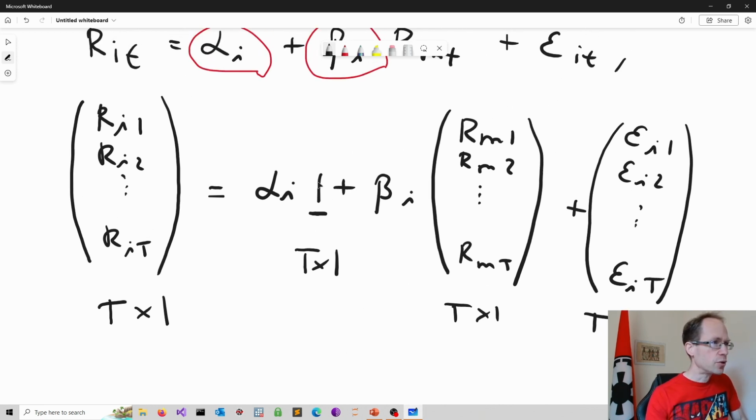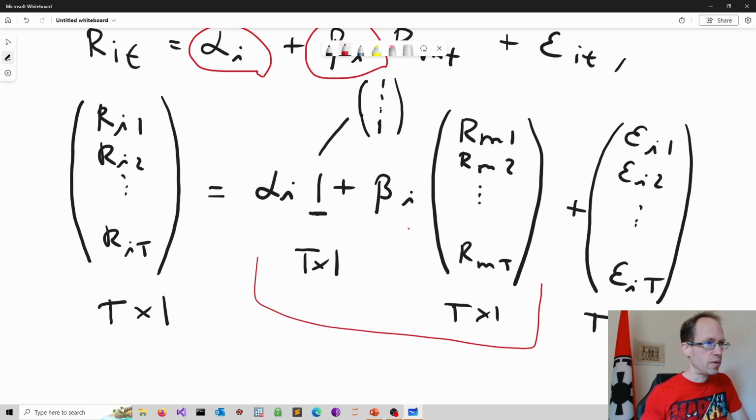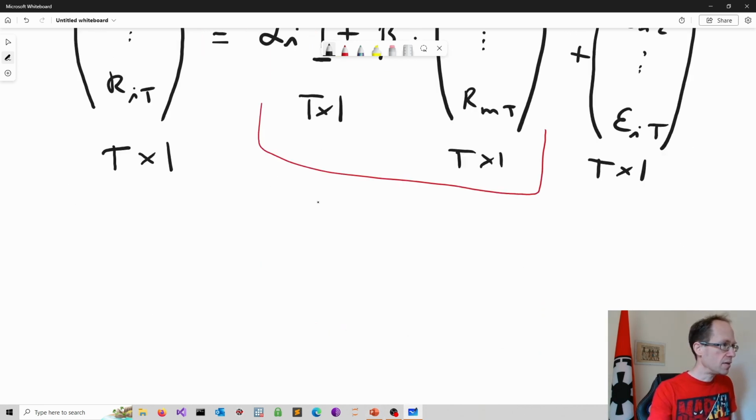So this little term here is the all one vector, running all the way up with a matching dimension of T times 1. And when you look at this structure here on the right hand side, we could simplify this now using matrix multiplication, and I do this in the next line. So I can simplify the notation as follows.